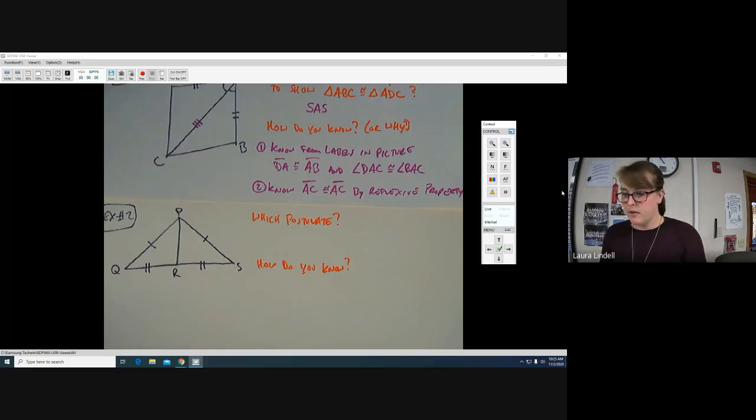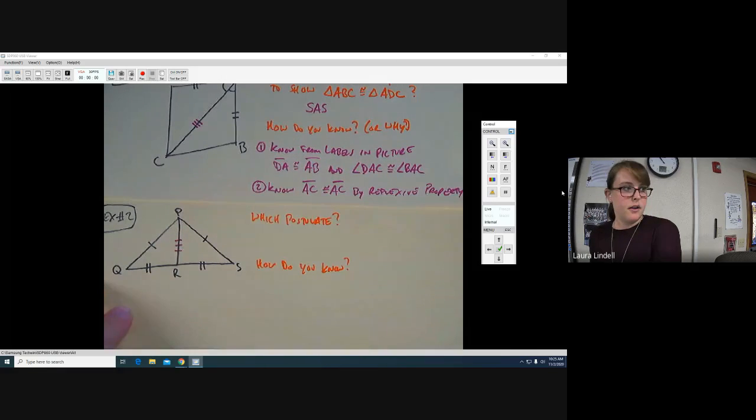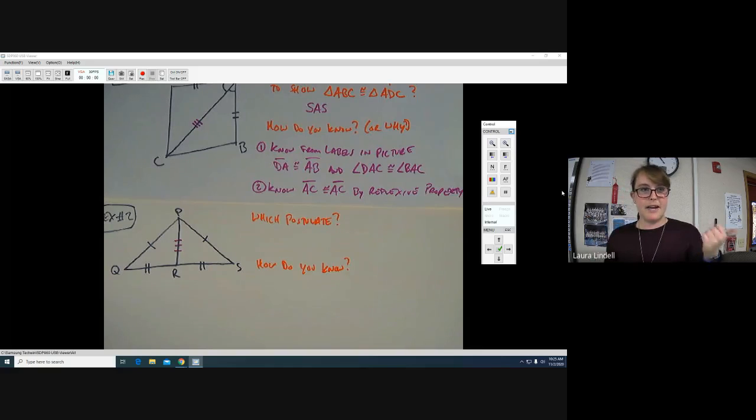Okay. So looking on here, are there any shared sides we need to label? And if so, which shared side do we need to label? Yes, Owen. PR. We need to label that because they share it. So then when we go to look at which postulate it's going to be, what do we think? Is it going to be SSS or SAS? What do we think out of our two options?